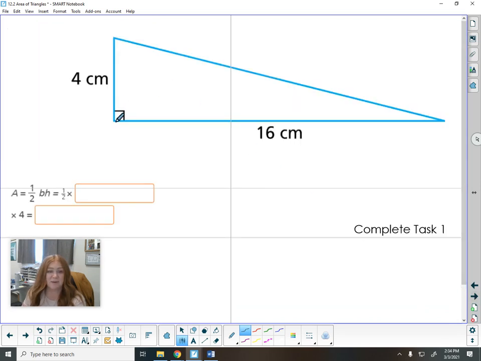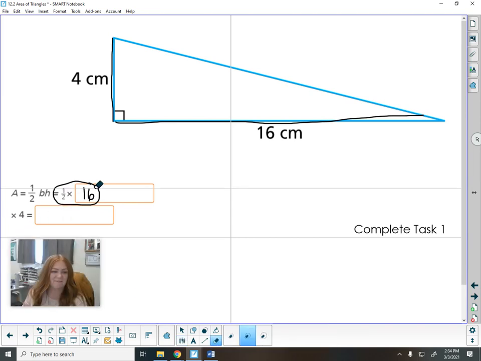So let's have a look here. So here's our base is 16. So B is 16. H is 4 because it comes straight up from that right angle. So we want half of 16 times by 4. So what is half of 16? Half of 16 is 8. And then we're going to do 8 times 4 to get that final answer. So 8 times 4, because half of 16 times by 4 will give us this answer.